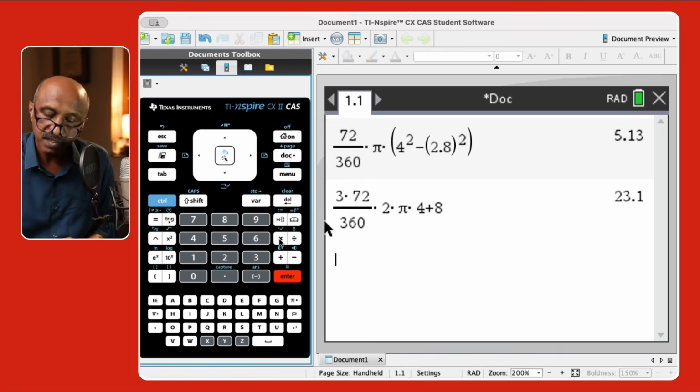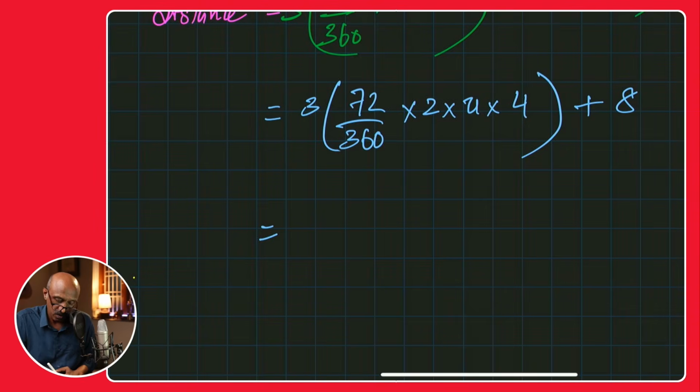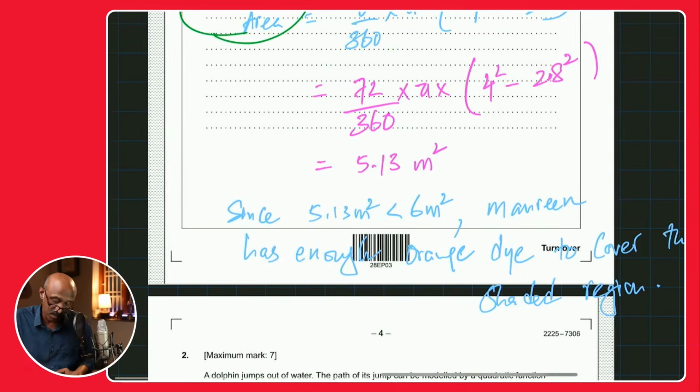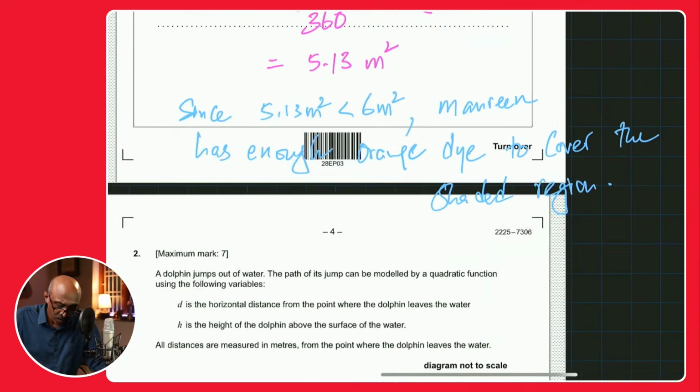Let me make sure I've shifted the screen. 23.1 meters. Don't forget to mention the units also. So meters, and the earlier one was meters squared. We mentioned that.